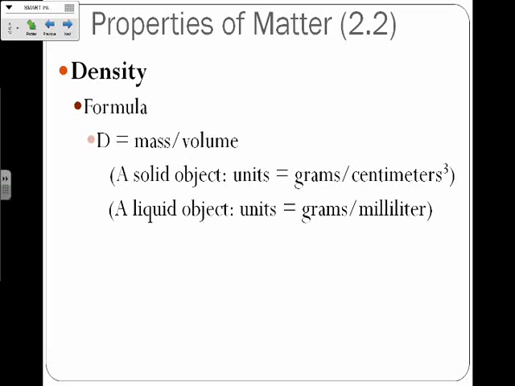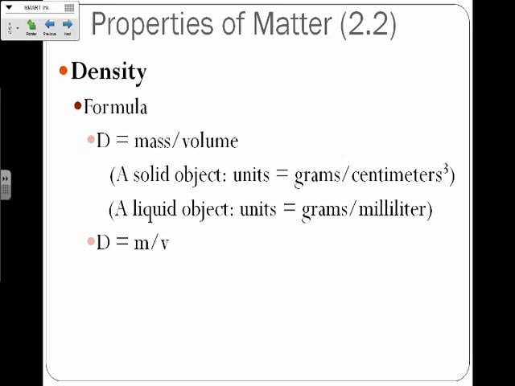If you have a liquid, your units are still going to be grams for mass, because it doesn't matter if it's liquid or solid, you're always going to have grams for mass, but your unit of volume is going to be milliliters for a liquid. It's just like if I have a 2 liter of Mountain Dew, that Mountain Dew is liquid, and that's why we measure it in liters. And so our unit here for density is going to be milliliters.